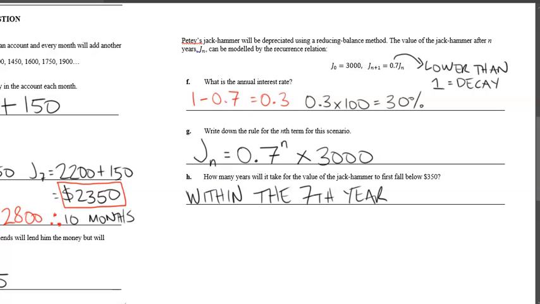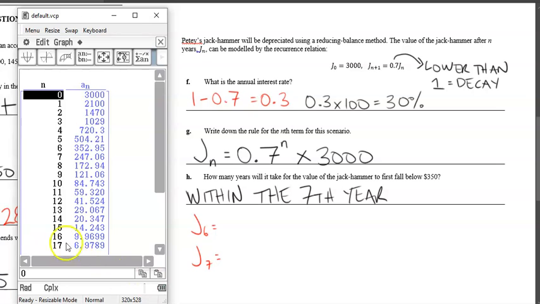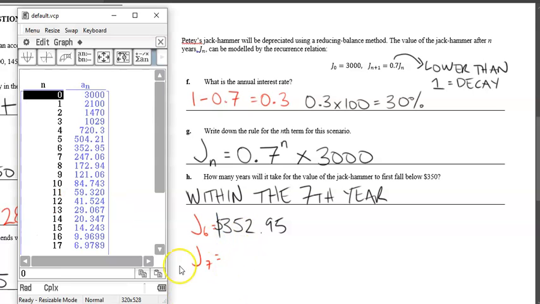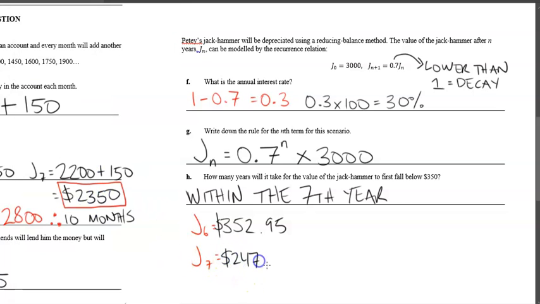And just to give the teacher confirmation, I always like to write what J of 6 is equal to and J of 7 is equal to. J of 6 in this case was $352.95. So that is just shy of $350. But then J of 7 is $247.06. So how many years? Well, within the 7th year. That's how long it will take.